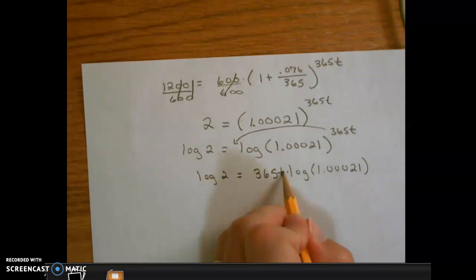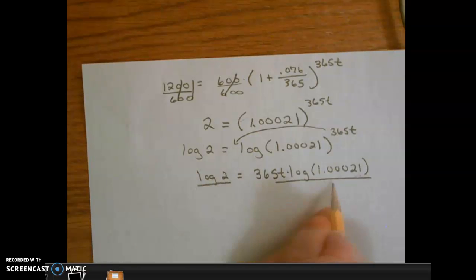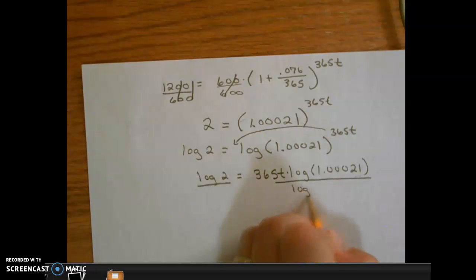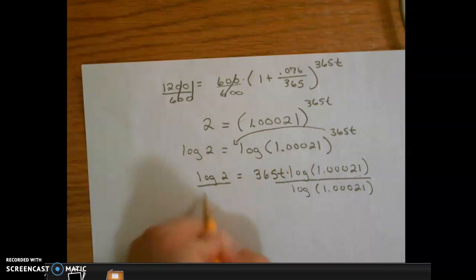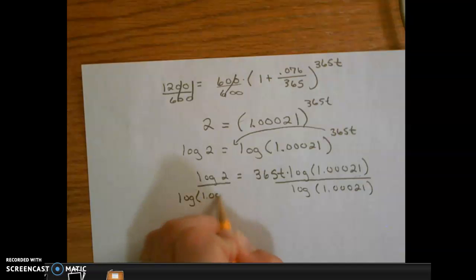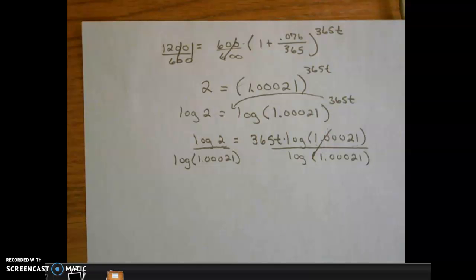Now when we solve for t, we're going to start off here by dividing both sides by the log of 1.00021, and then we'll divide by 365. So let's go ahead and go to our calculator and see what that comes out to be.